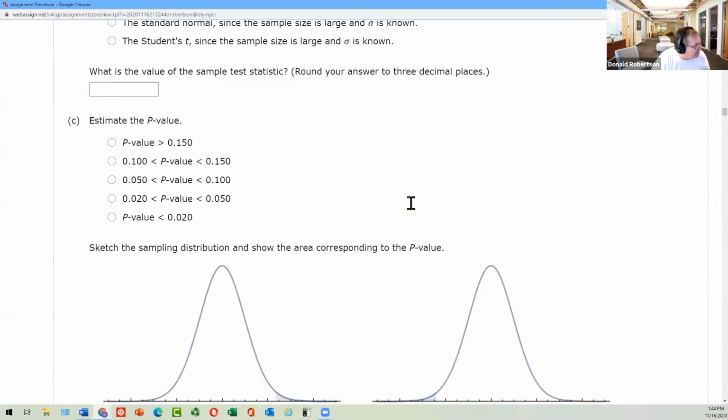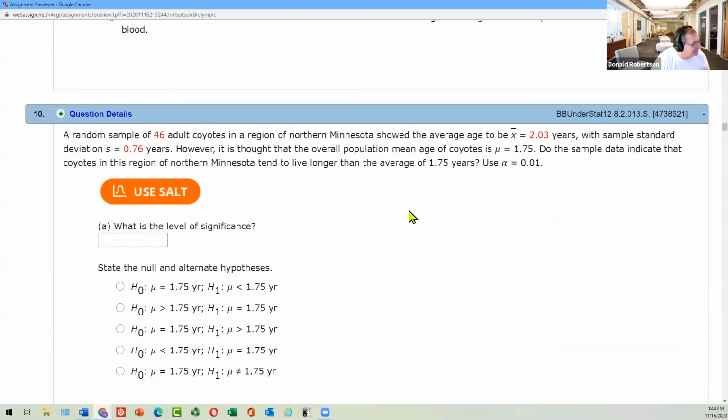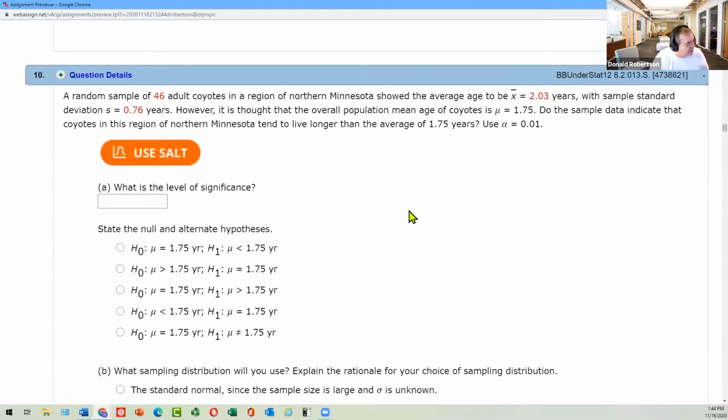This one's boring. Okay, that's boring, but we'll do it. Question 10. A random sample of 46 adult coyotes. Okay, so you just told me that n is 46. The average age of them is 2.03 years.